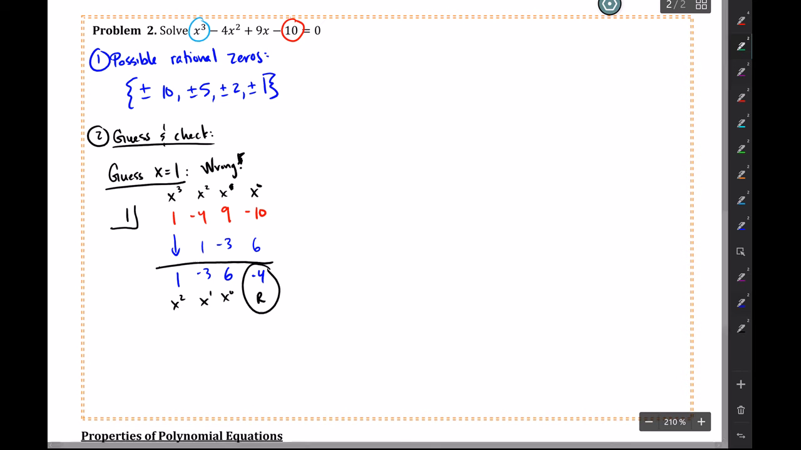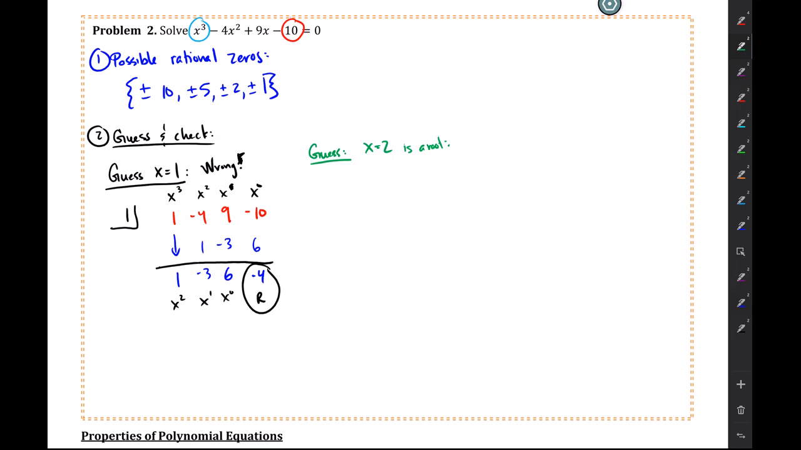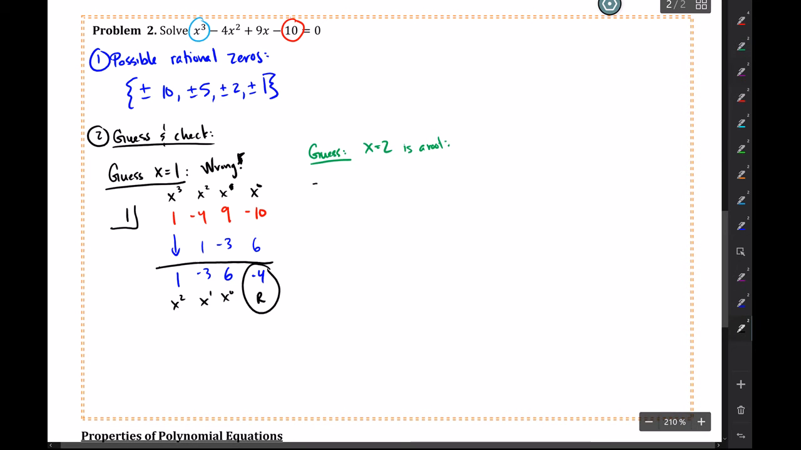Okay, well, let's try a different one. Let's try x equals 2. If I guess x equals 2 as a root, then it will actually be right. Let's try this. So we got 2 here, x cubed, x squared, x to the 1, x to the 0, and the coefficients 1, negative 4, 9, negative 10.